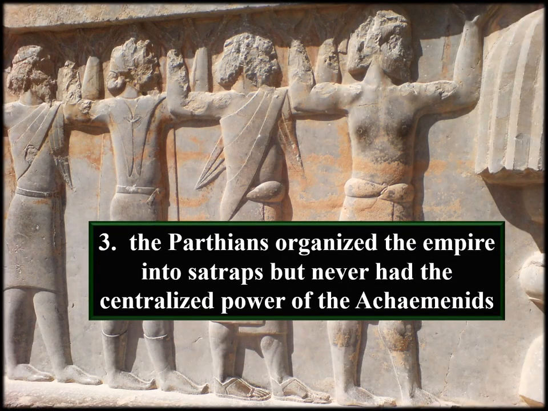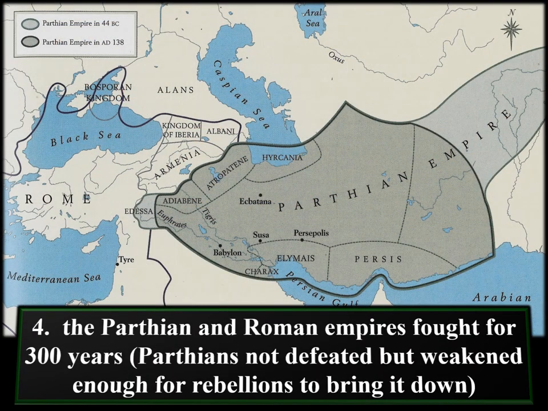The Parthians organized the empire into satraps like Cyrus had done back under the Achaemenid Empire, but they never had the centralized power that the Achaemenids did. The Parthian and Roman empires ultimately will fight for about 300 years. The Parthians would not be completely defeated by the Romans, but they would be weakened enough that rebellions would eventually bring it down.